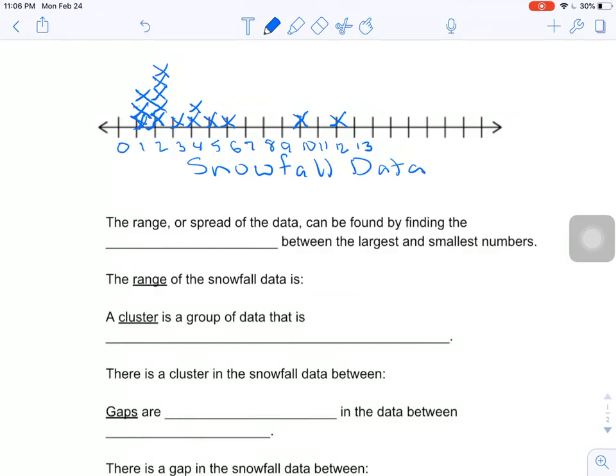One thing that's easy to see on a line plot, or easy to calculate once the data is all sorted out, is the range or the spread of the data. So the range or the spread of the data is the difference between the largest and the smallest numbers. The nice thing about a line plot is that when you're putting the data in a line plot, the numbers might not be in order.